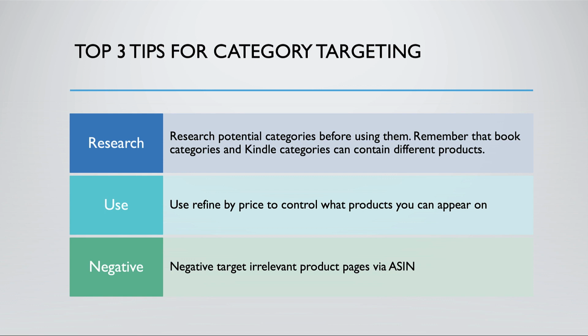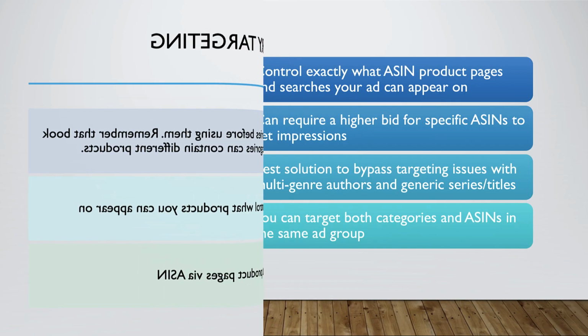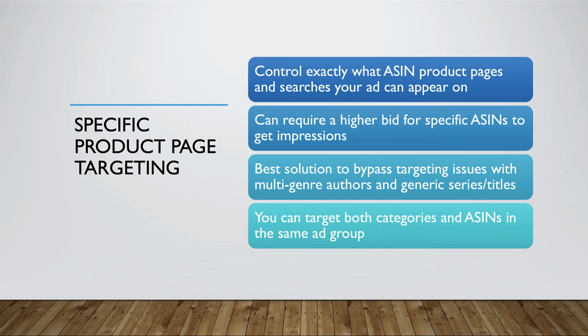You can also negative any ASIN, and it won't show up on that book that's associated with that ASIN, even if it's in that category. And so that's how I do category maintenance. I'll check all the books that got clicks based on their ASIN, and I will negative target the ones that I see as irrelevant.